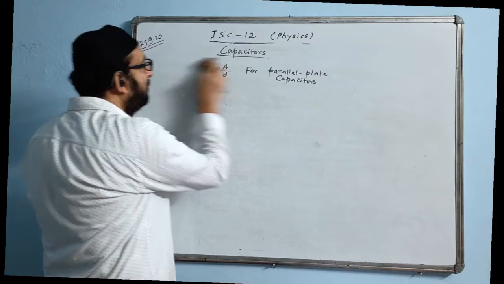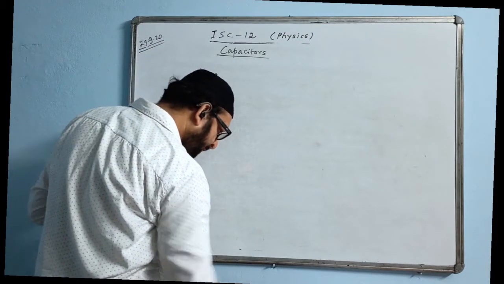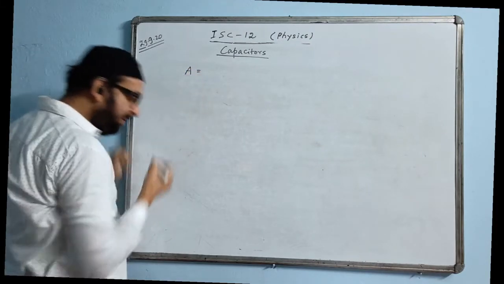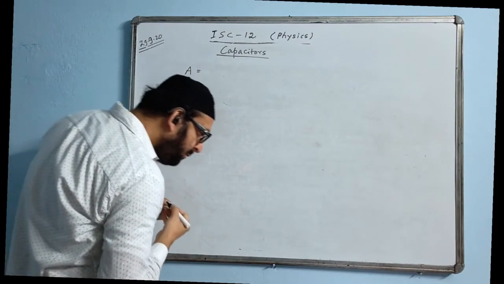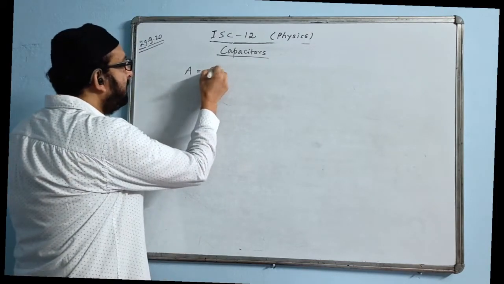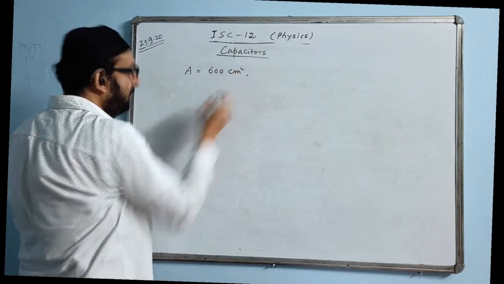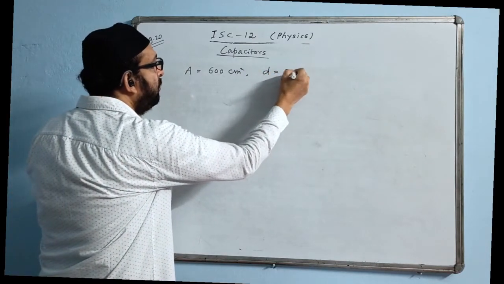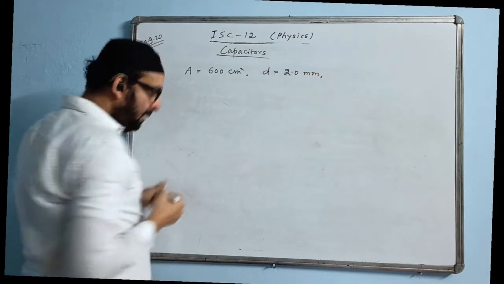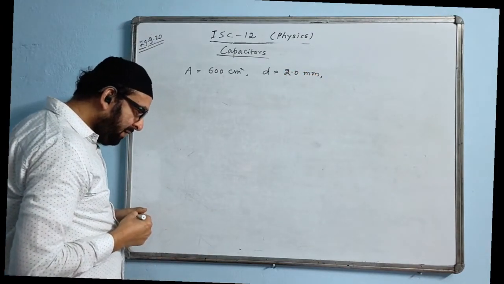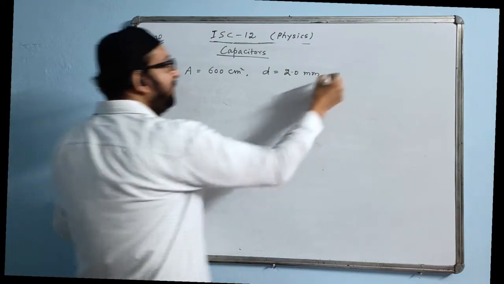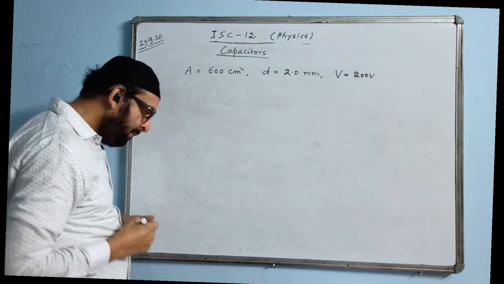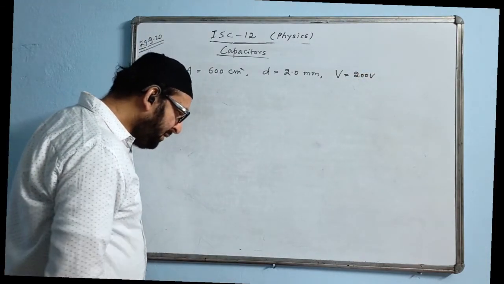So I will explain the question to you. You can write the question. This is ISC 2003. The question says the plate area of a parallel plate capacitor is given. A value is given, 600 centimeter square. Separation between the plates D is given 2.0 mm. And we are connecting a DC source of 200 volt. That is, V value is given 200 volt.